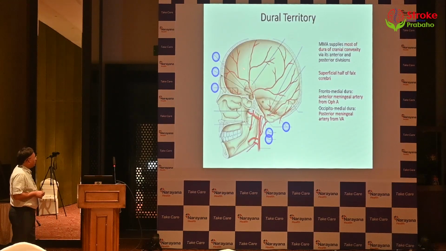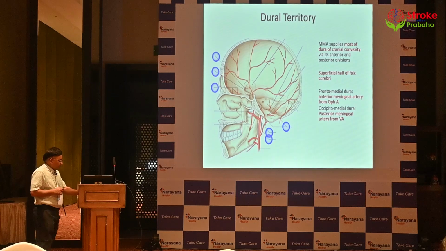So as I told you, the middle meningeal artery supplies most of the dural convexity. It supplies the falx cerebri also, and the anterior or frontal part of the dura is supplied by the ophthalmic artery, and the posterior part of the dura or occipitomedial dura is supplied by the vertebral artery. So most of the supply is from the middle meningeal artery, the anterior part is from the ophthalmic artery, and the posterior part is from the posterior meningeal artery of the vertebral artery.